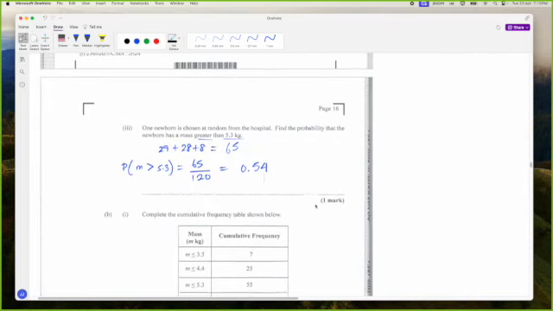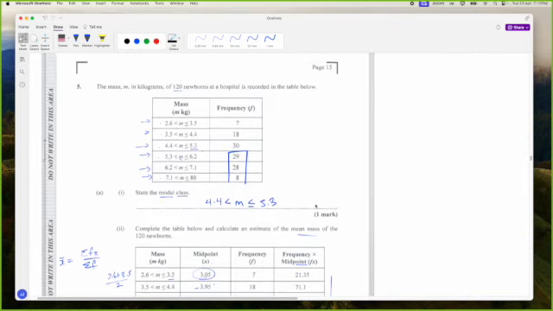Complete the cumulative frequency table shown below. All right, so I have to go up here and do that. The cumulative frequency, if this is 7, then this will be 7 plus 18 is 25. That 25 plus the 30, put 55 here. 55 plus 29 gives me 84. Then 112, and then 120. Yes, the last one is always 120. So that is our cumulative frequency table.